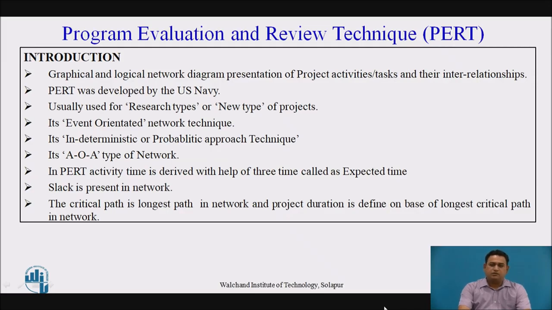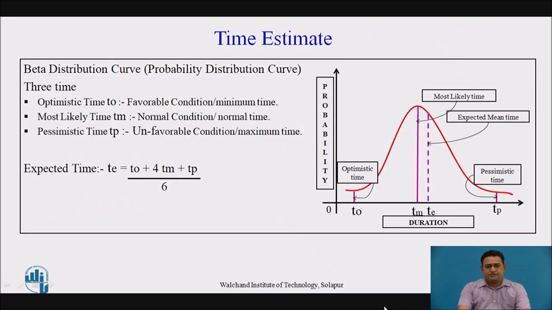Here are the time estimates in PERT. The time estimates are the estimates for which, with the help of the beta distribution curve, we define the 3 time estimates. Usually if we consider a single activity, the activity can be completed in the optimistic time. It is the time when the favorable condition is there, and it is the minimum time required for the completion of the particular activity.